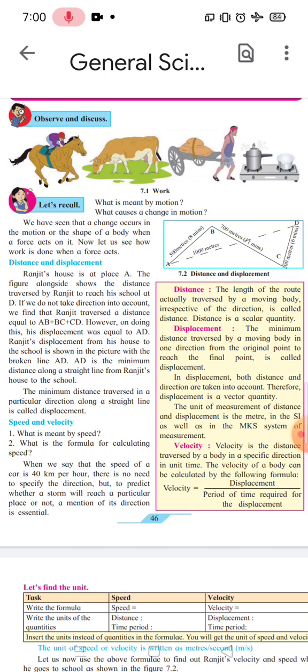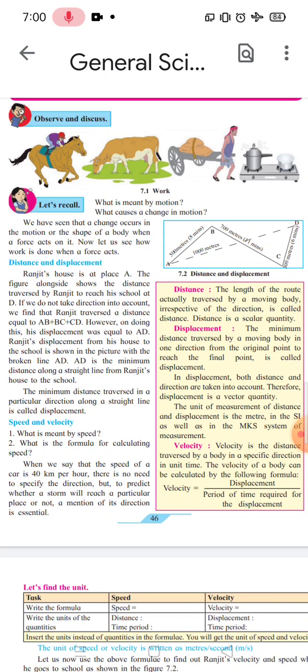Let's start a new lesson, that is force, motion and work. Motion, force and work. Lesson number 7. This lesson is a physics lesson. This is an introductory lesson. Throughout life, these concepts are useful to you.